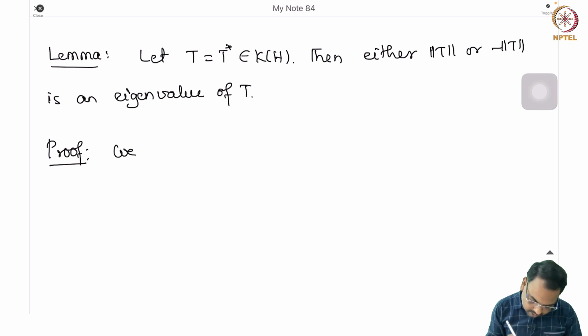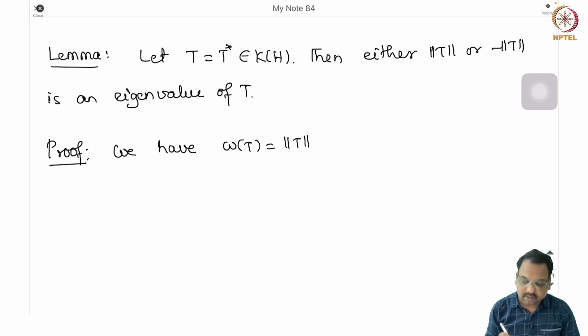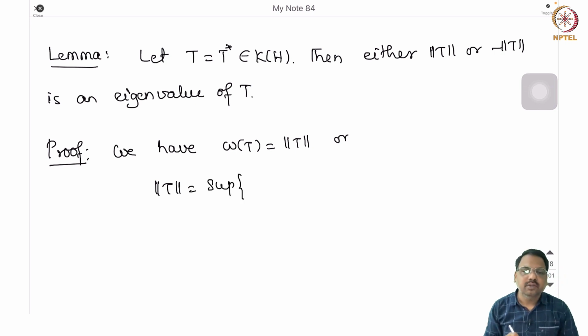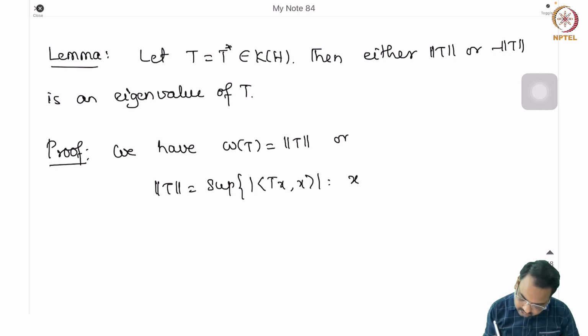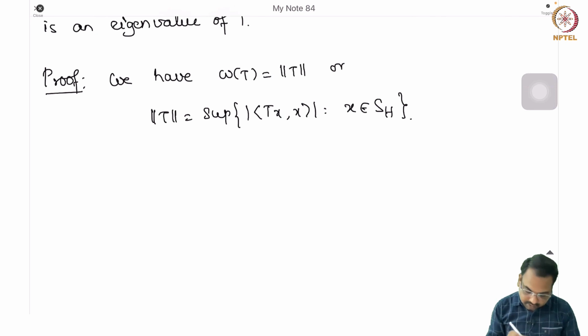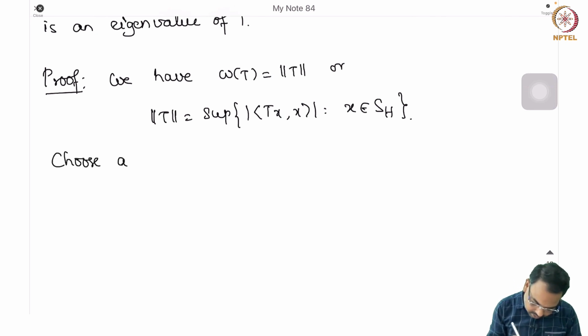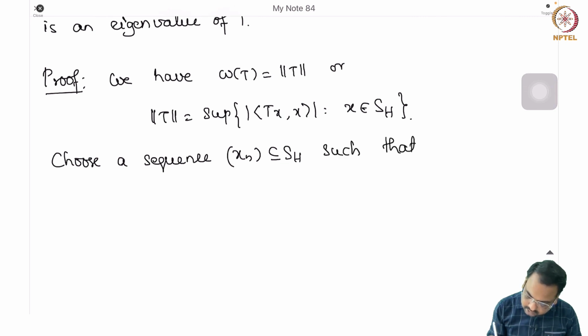So we have that the numerical radius of T is exactly norm T. Or we can say that norm T, if you write it in the numerical radius form, is the supremum of mod inner product Tx with x, where x is coming from the unit sphere of H. Choose a sequence xn in the unit sphere such that modulus of inner product T xn with xn converges to norm T.